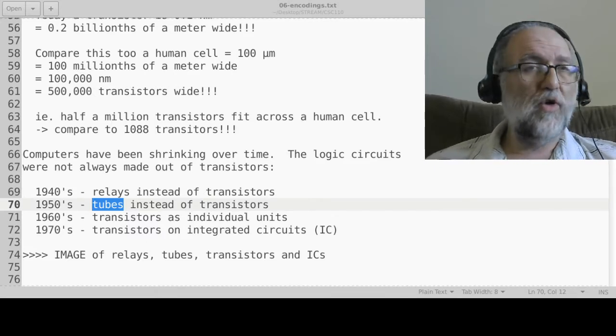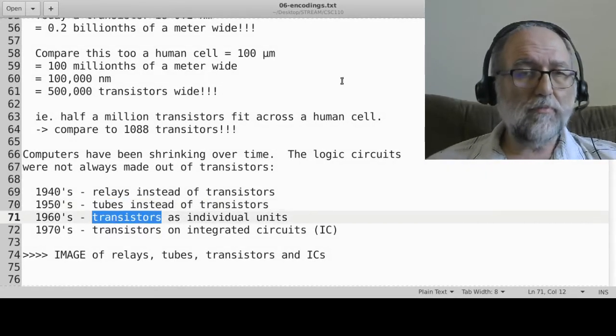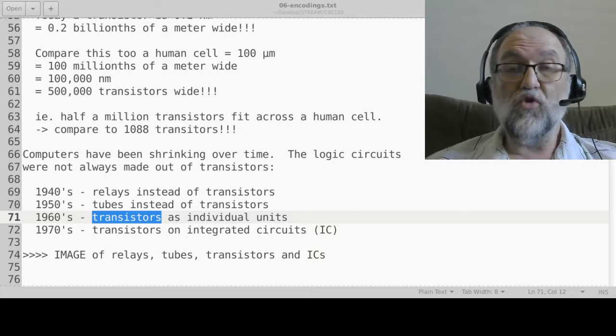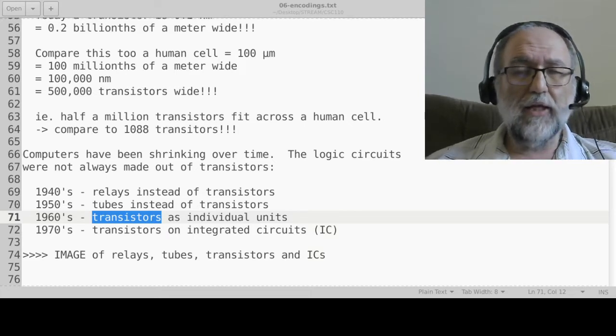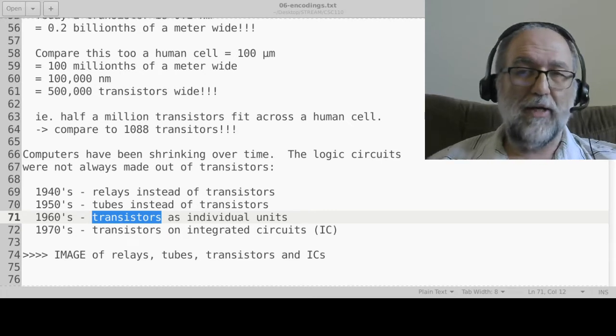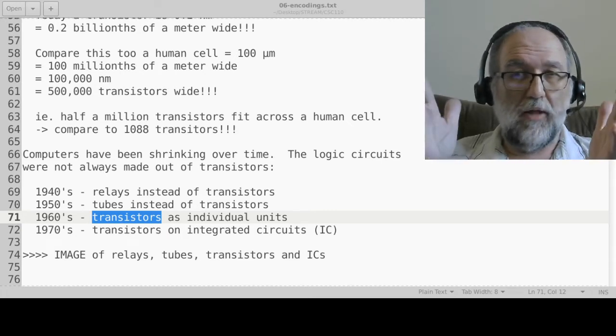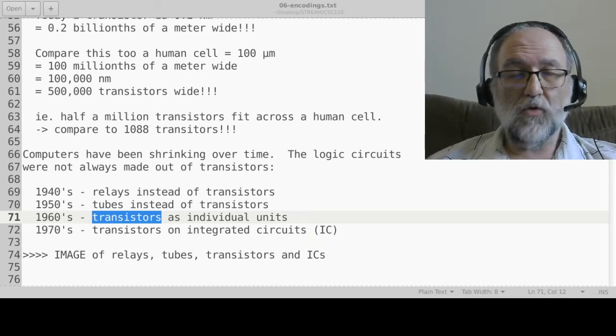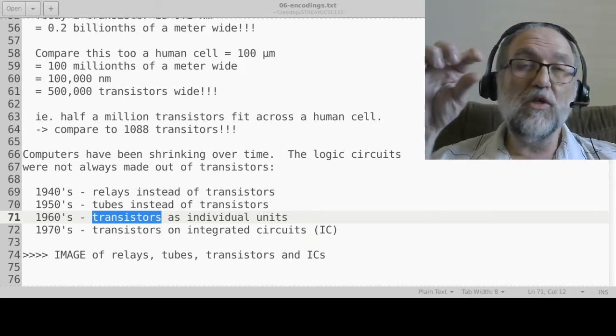But then transistors started to hit the market, and the first thing that they started to be used in were transistor radios. This was in the 60s and into the 70s. People would no longer have huge radios, which were the size of a cabinet. Now you could have a small portable radio which ran off of a battery, and these were your transistor radios.